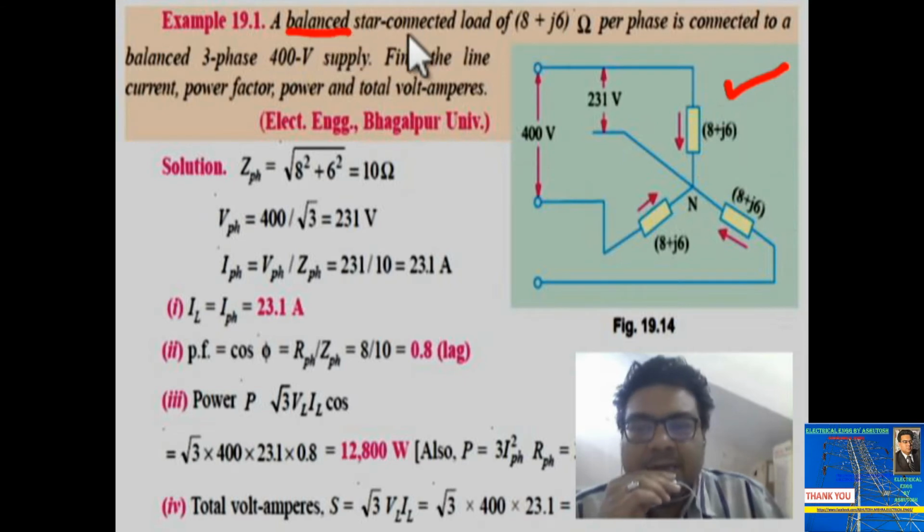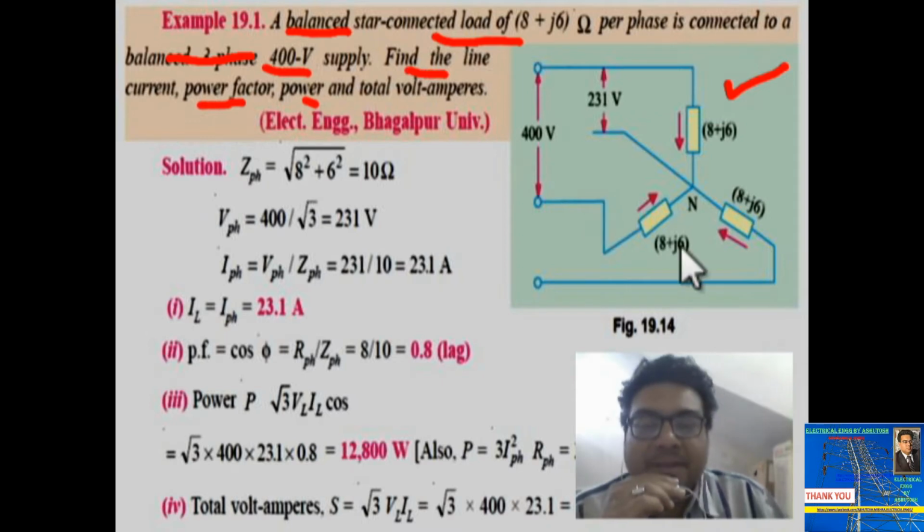A balanced star connected load of 8 plus j6 ohm per phase. This is the impedance. 8 plus j6 ohm per phase is connected to a balanced three phase 400 volt supply. That is a three-phase supply. Find the line current, power factor, power and total volt amperes.